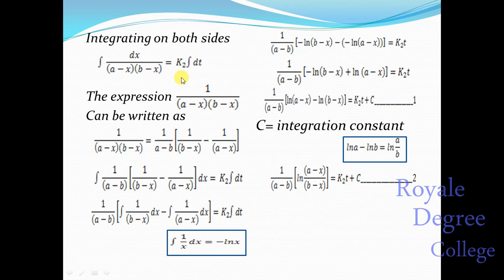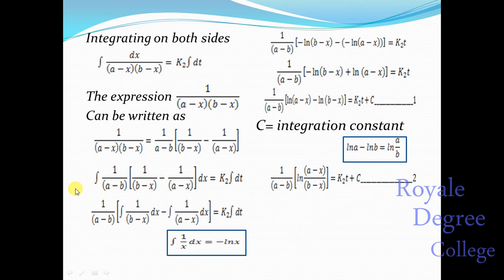Integrating on both sides: the integration of dx by (a minus x)(b minus x) is equal to k2 times the integration of dt. The expression 1 by (a minus x)(b minus x) can be written like this; this formula we are following. It is equal to 1 by (a minus b) into (1 by (b minus x) minus 1 by (a minus x)). This value is equal to 1 by (a minus x)(b minus x). Now we write this in place of the integrand: the integration of 1 by (a minus b) into (1 by (b minus x) minus 1 by (a minus x)) dx is equal to k2 times the integration of dt.